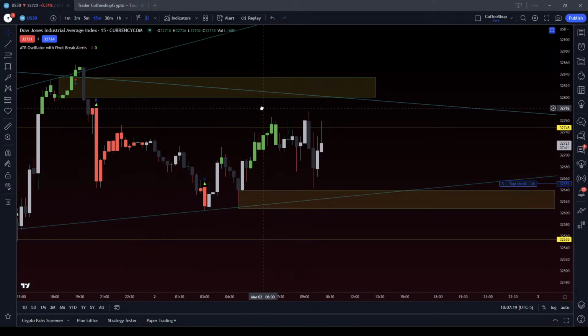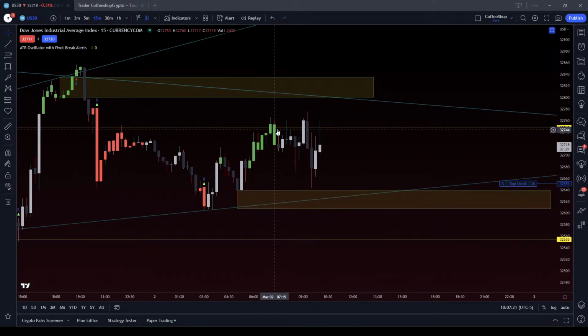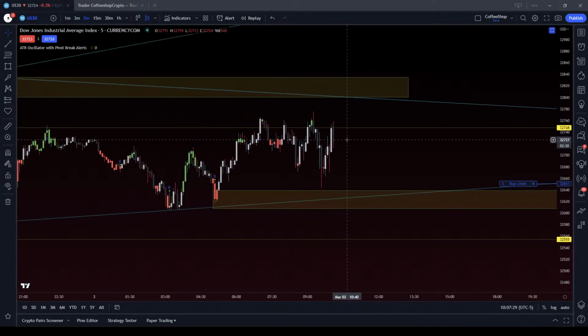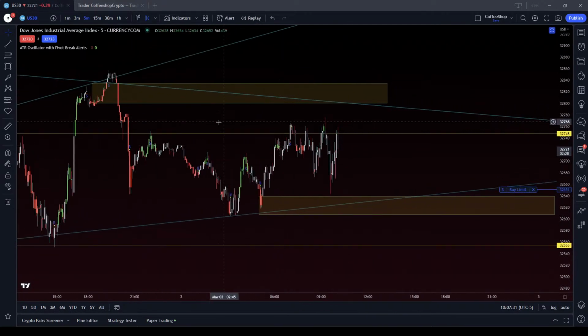Let's see. So we got a little activity taking place. Bullish volume here. No volume here. Nothing really in particular to look at. Let's get back down to the 5 minute. I wanted to see if I could see anything in particular in that area.